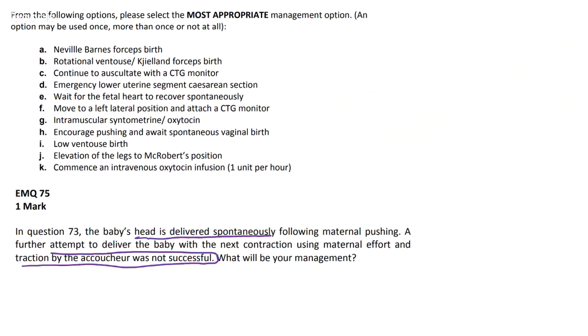So this is the most important sentence here. This 7 words help you to come to a clear diagnosis. What is the diagnosis? Shoulder dystocia.